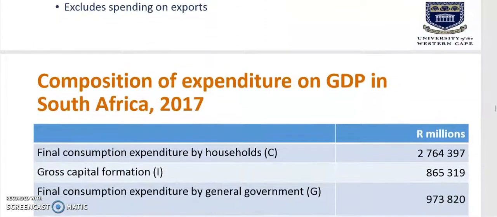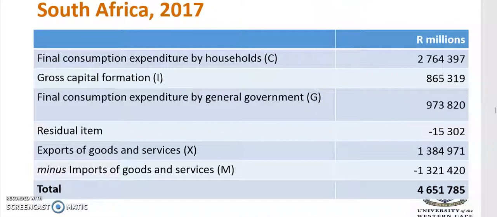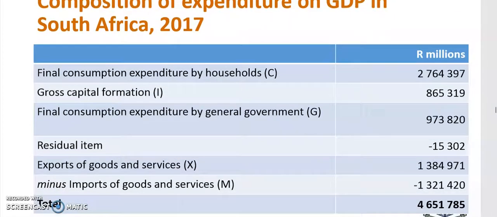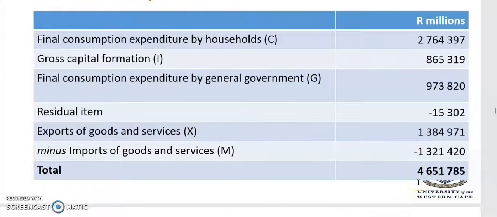The composition of expenditure on GDP in South Africa for the year 2017. So this table shows the composition of South African expenditure on GDP for 2017. As you can see, this is the consumption, and then this is the investment, and then this is the government expenditure. We add them all, and then we subtract the residual item, which is the figure to balance accounts, to allow for the differences in results from the different methods of calculating GDP. And then we add exports, then subtract imports, then we get our total.